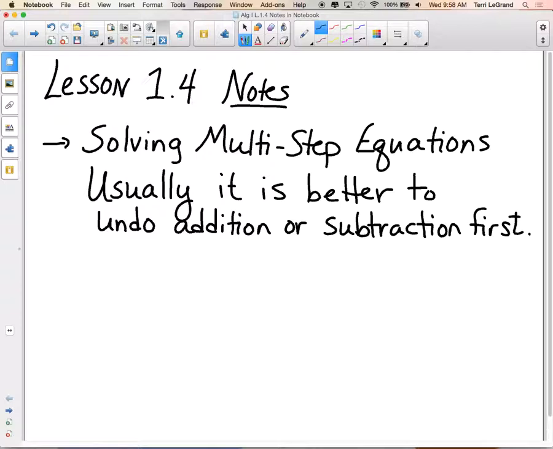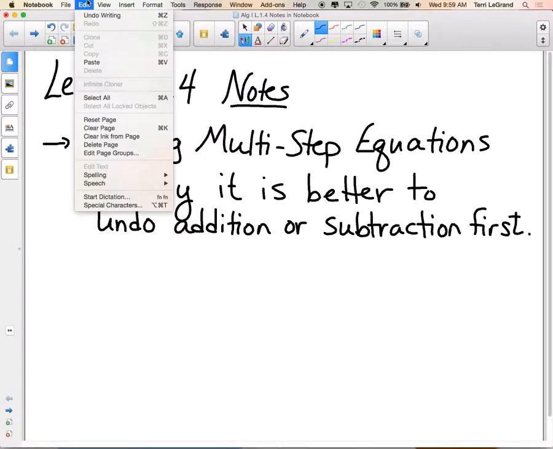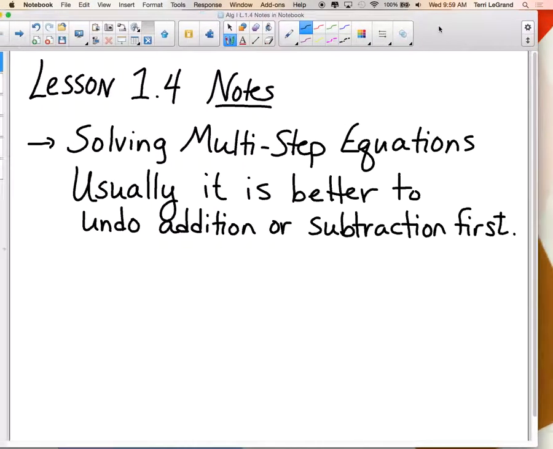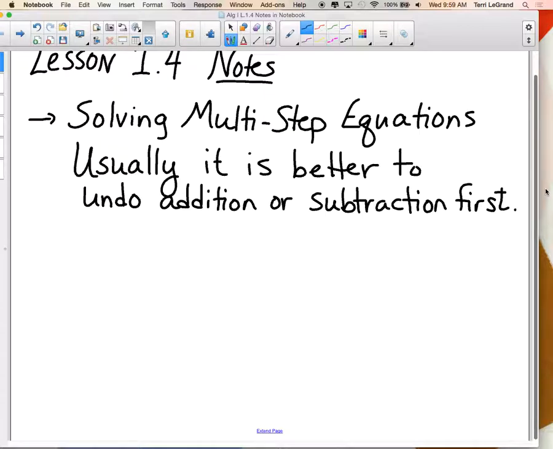Now, in order of operations, when we are evaluating, when we are simplifying an expression, we would take care of the multiplication and division first, and then we would go back and do the addition and subtraction. So I'm not trying to mix this up with order of operations. This is solving, not simplifying. When we solve these, we are just going to undo addition or subtraction first rather than the division or the multiplication first, okay? So, let's just go right into practicing.